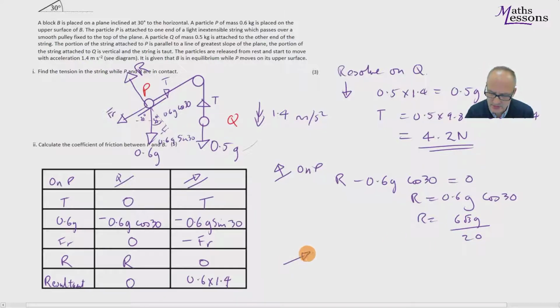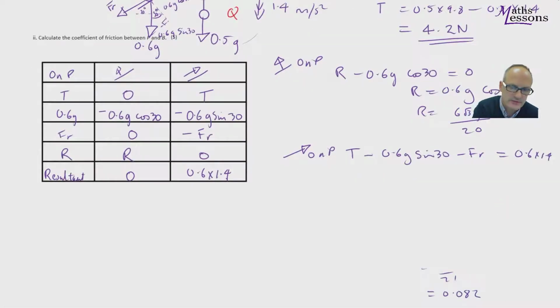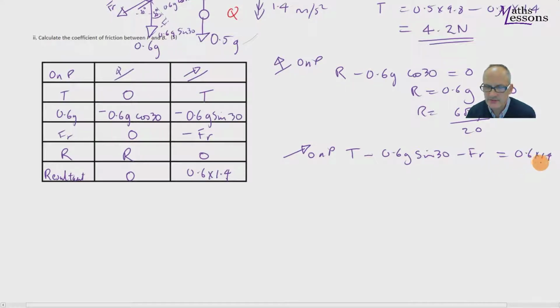Now let's go parallel on P. So we have T minus 0.6 G sine 30 minus FR plus 0 equals MA, 0.6 times 1.4. Now let's give us a little bit more space to work with down here. Oops, there's some working I did before when I was checking through this that I rubbed out. Right, so we got T minus 0.6 G sine 30 minus FR equals this.